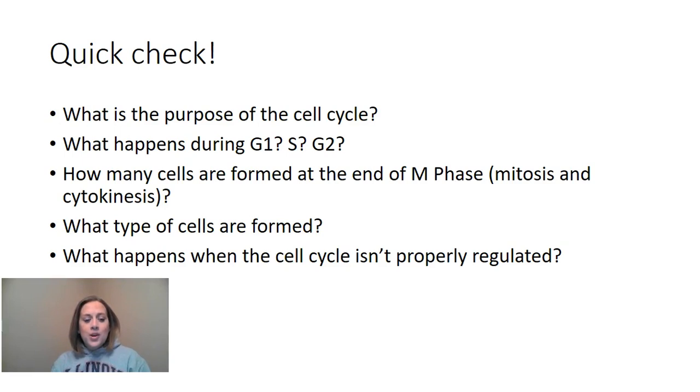So we're going to do a quick check. I want you guys to answer these five questions. Number one, what is the purpose of the cell cycle? Number two, what happens during G1 phase? And then what about S phase and G2 phase? Question number three, how many cells are formed at the end of M phase? So think of the end of mitosis and cytokinesis. What type of cells are formed? And then your final question says, what happens when the cell cycle isn't properly regulated? So please jot down some answers to those questions and we'll talk about them later.